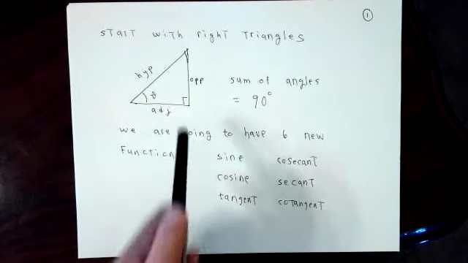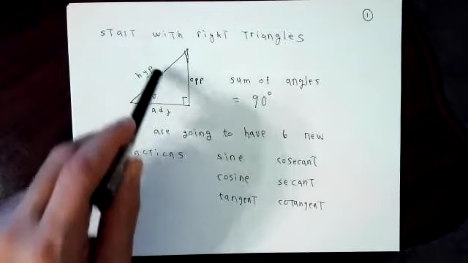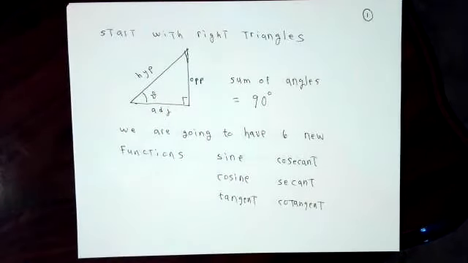I'll typically draw my 90-degree angle down the corner here. The longest side in the triangle is the hypotenuse. It's the side that's opposite the 90-degree angle. The other two angles in the triangle have to add up to be 90 degrees because the sum of all three angles is 180 degrees.